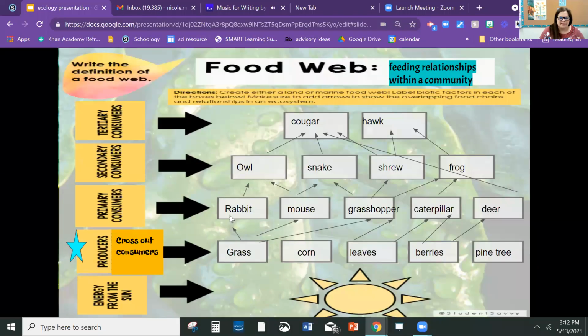Some of the things that eat that are rabbits and mice and grasshoppers, caterpillars, deer. Then my secondary consumers included things like owls, snakes, shrews, and frogs. And then these apex organisms or tertiary consumers were things like cougars, which we do have here, also could be called a mountain lion, and hawks. So perhaps you have one that's similar or maybe different than that food web. Again, you didn't have to fill all your boxes if you couldn't get there.